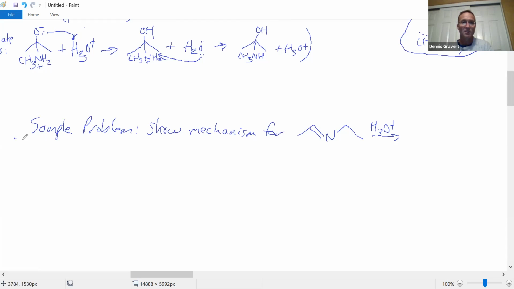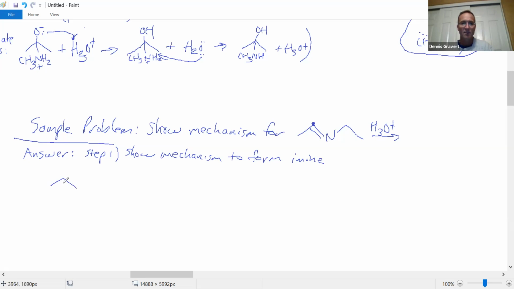So what I would encourage you to do in your answer, step 1, show the mechanism to synthesize, to make, to form the imine. And the pattern was wherever you had a C double bond N, you used to have a C double bond O. That's really ugly. We need to do better.